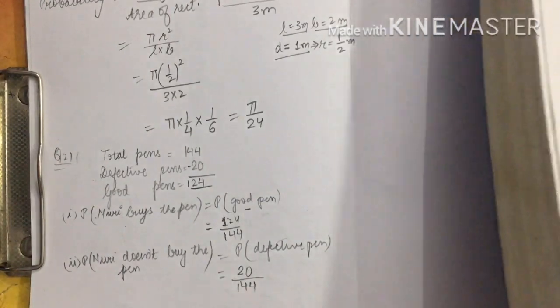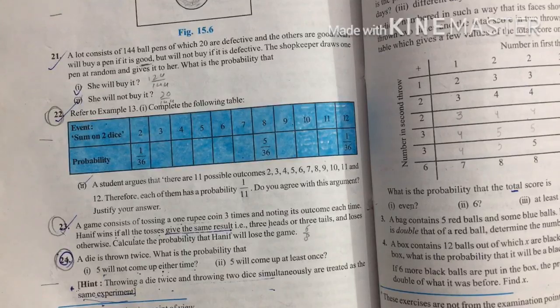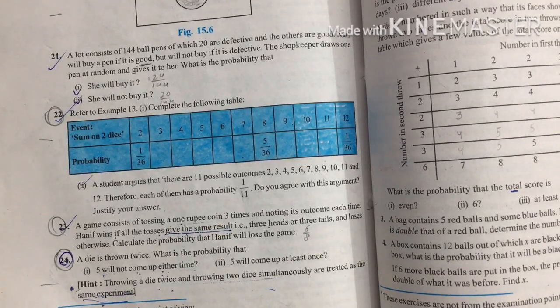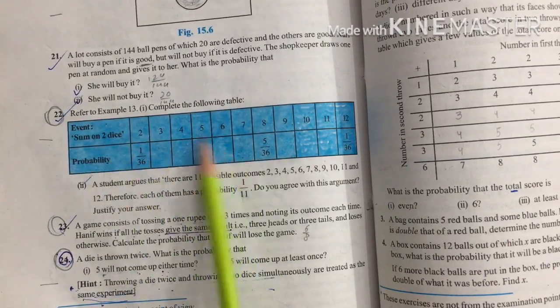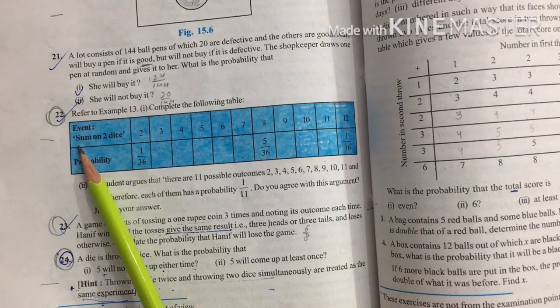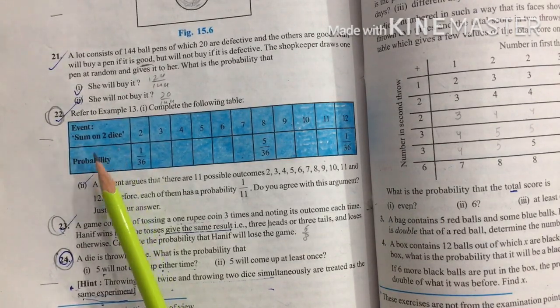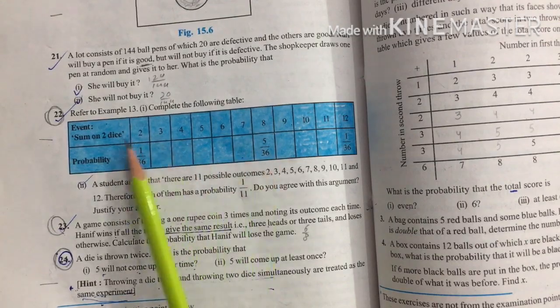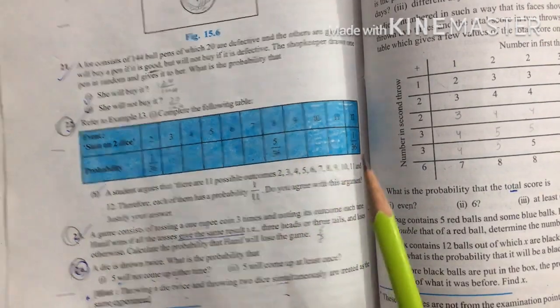Now let's take a look at question number 22. Question number 22, they are saying refer to example number 13. So example number 13, and then what you have to do is you have to complete the table. If I look at the table, it says event is the sum on two dice, and then probability for these. Let's go to example number 13 and let's see what the example is.